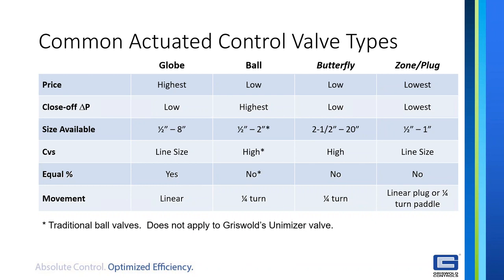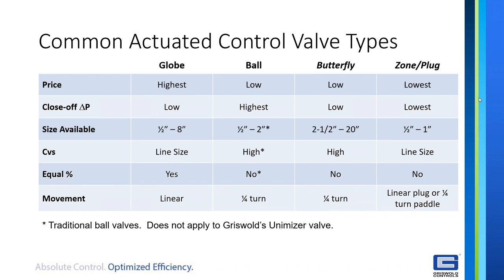In a ball valve, traditionally, they were much, much higher. A full port ball valve is actually a very large hole, so you can imagine the CV is going to be higher. Same with butterflies. They also have the larger CVs. And then zone valves have a smaller option.